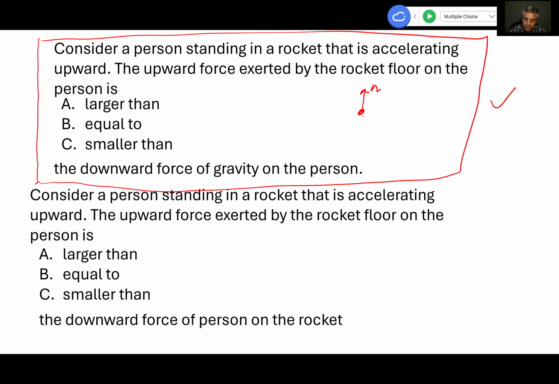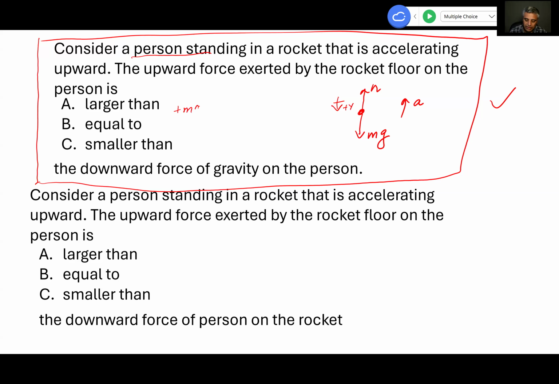So normal force is the force from the rocket. Here, the person is the object of interest. The floor of the rocket is applying a normal force and holding the person on the floor, and the weight of the person is there. And the rocket is accelerating up. So let's say up is positive y, or maybe let's do down is positive this time, just to see how things change.